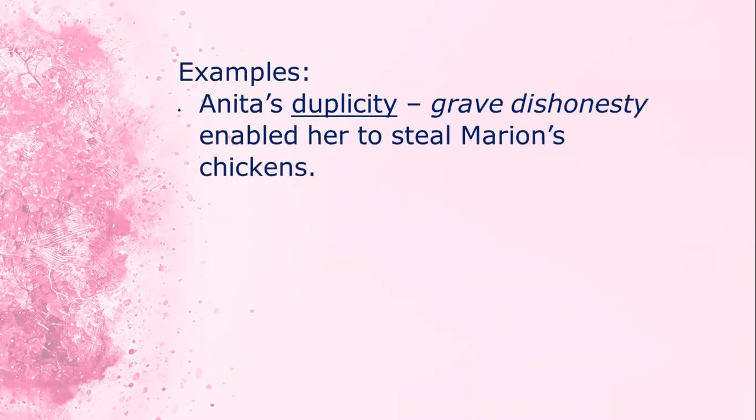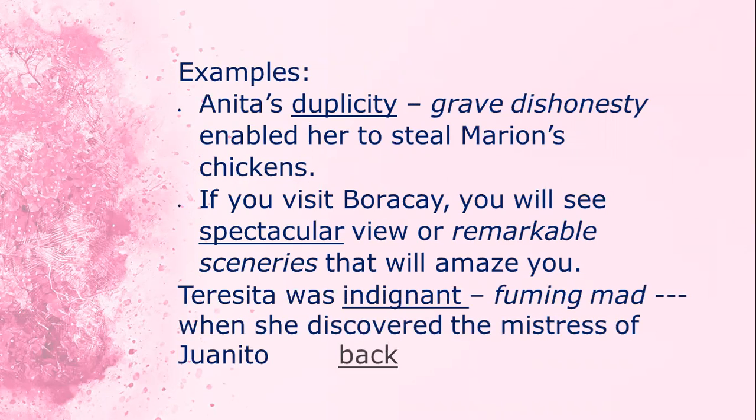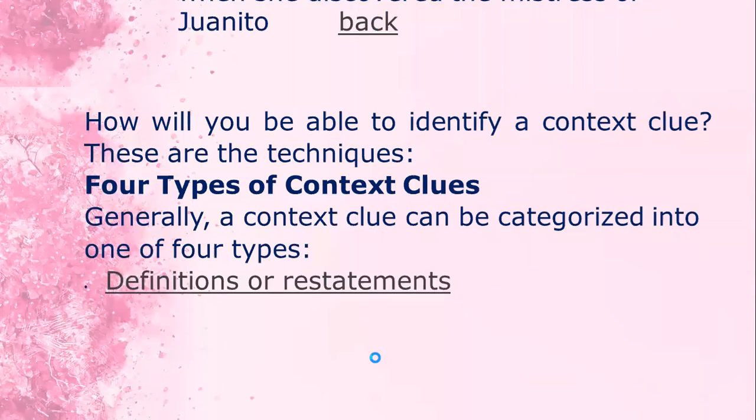Examples. Anita's duplicity, grave dishonesty, enabled her to steal Marion's chickens. So the definition of duplicity is grave dishonesty. If you visit Boracay, you will see spectacular views or remarkable sceneries that will amaze you. The definition of spectacular is remarkable sceneries. Teresita was indignant, fuming mad, when she discovered the mistress of Bonito. The definition of indignant is fuming mad.